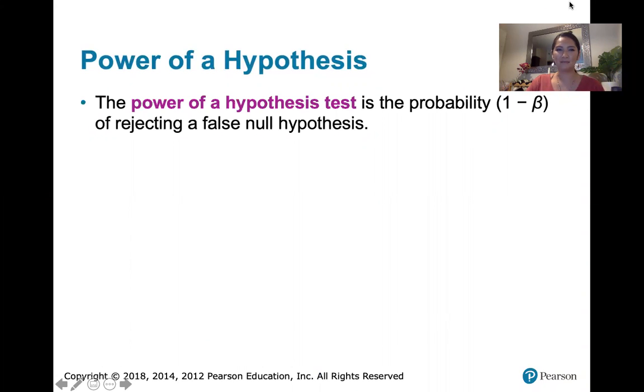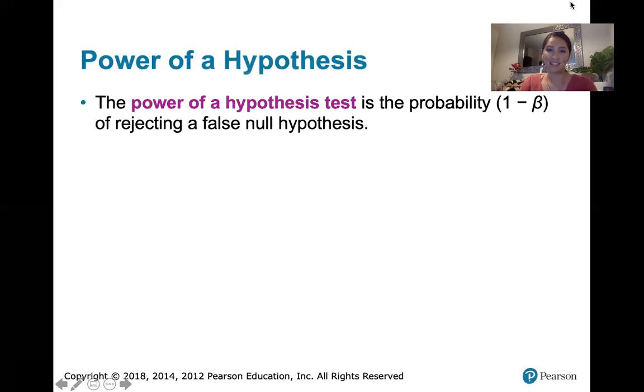So here's the definition. The power of a hypothesis test is the probability, 1 minus beta, of rejecting a false null hypothesis. So the null is false and we're rejecting it. We're saying, what is that power?